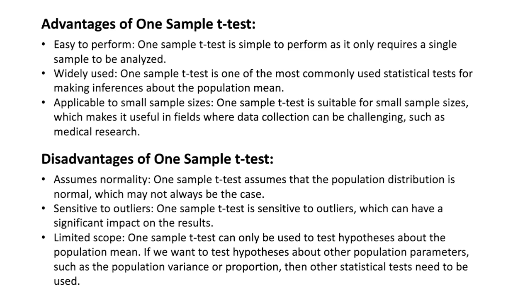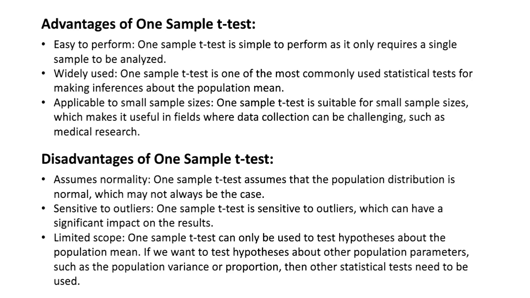Advantages of one-sample t-test. Easy to perform. One-sample t-test is simple to perform as it only requires a single sample to be analyzed. Widely used. One-sample t-test is one of the most commonly used statistical tests for making inferences about the population mean. Applicable to small sample sizes. One-sample t-test is suitable for small sample sizes, which makes it useful in fields where data collection can be challenging, such as medical research.